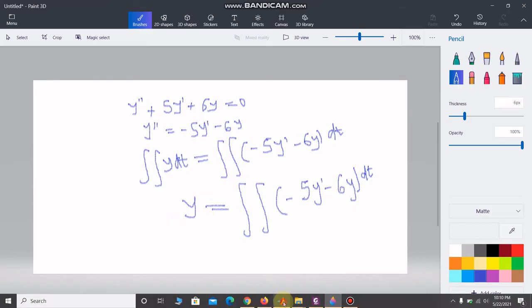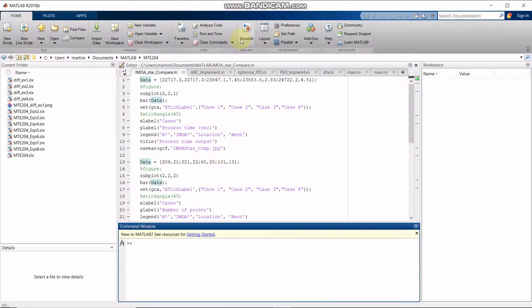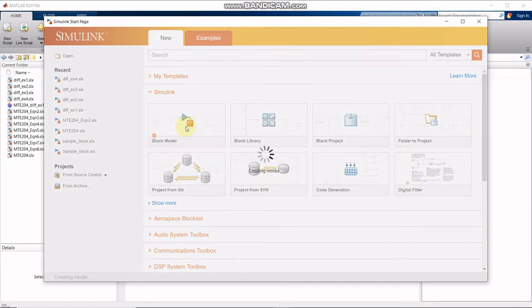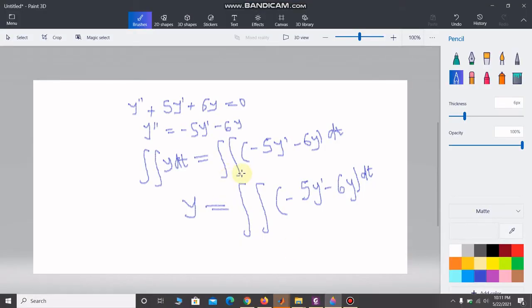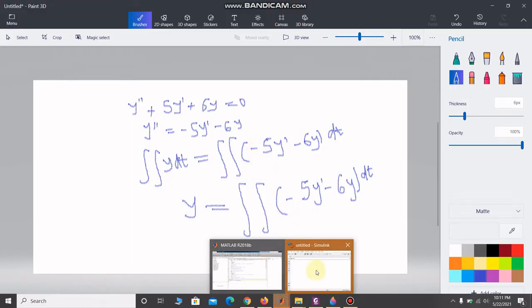So how do we do that in Simulink? We just switch over, go to the menu here, then open a blank model. Let's wait for that to open. So the blocks that we'll be needing: we need the integral, we need our sum block, and we need our display, which in this case will be our scope.